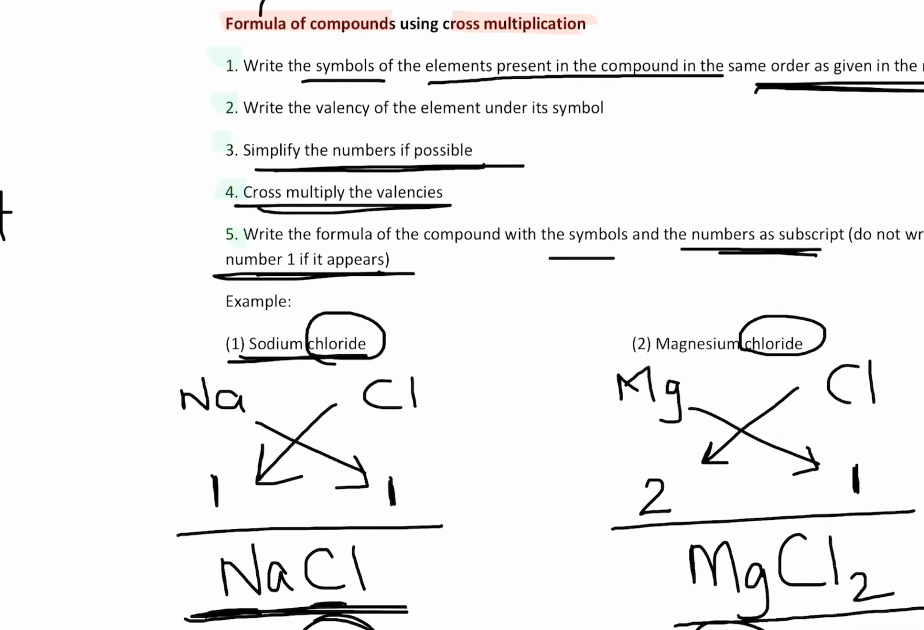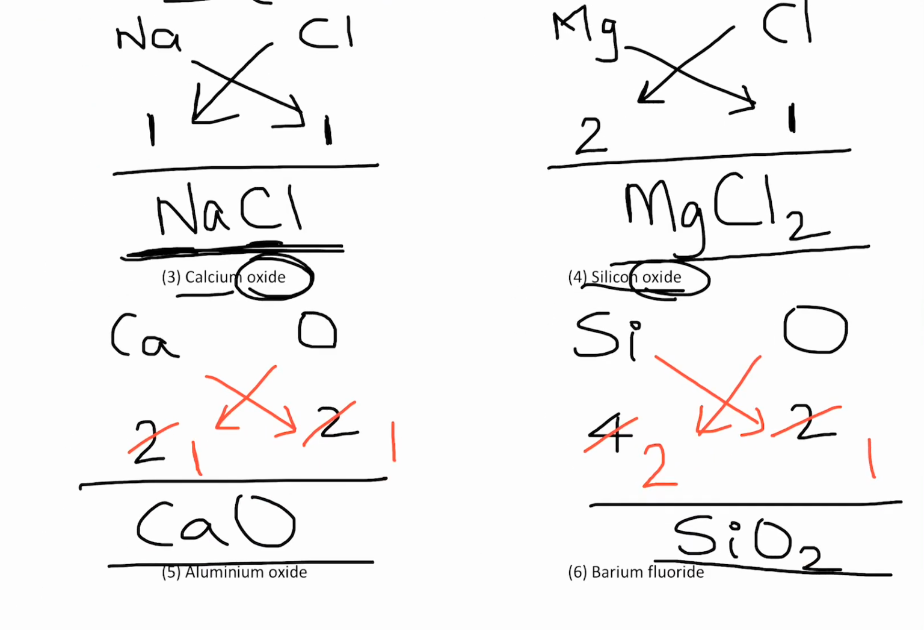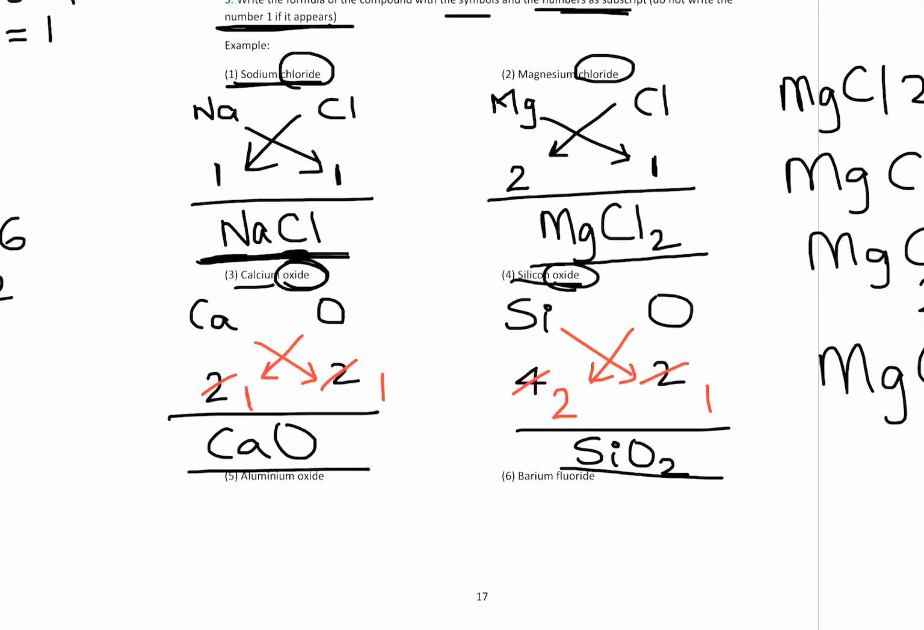So it's pretty simple. Easy steps. Write the symbols of the element. Find the valency. Write it under the symbol. Simplify. Cross multiply the valency and write the formula with the numbers as subscript, except if it's 1, then you don't write the number. So that's it. I did 4 examples for you. You're going to try the other questions.